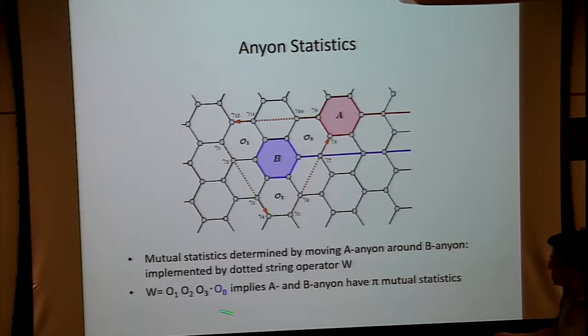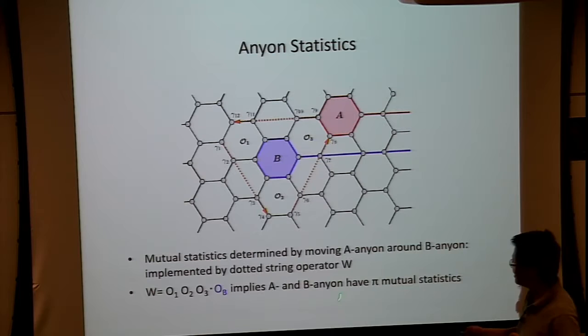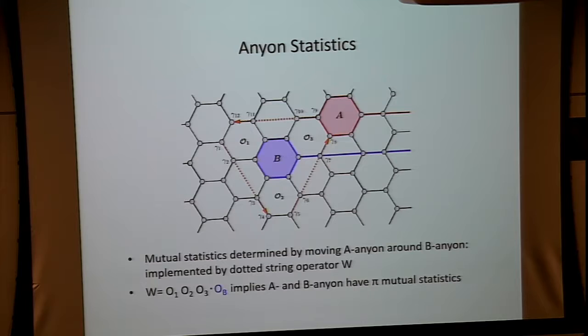But the important thing is that now you can compare two processes: one where you drag this anion along this path without a B excitation inside, and another where you drag the anion A along the same path, but with a B excitation inside. With or without the B excitation, the hexagon operator OB takes opposite eigenvalues, plus 1 in the first case, minus 1 in the second case. So this immediately tells us that depending on whether the B anion is present or not, this process has a different phase factor, differing by minus 1. And this implies immediately that the A and B anions have pi mutual statistics. So it is explicitly shown here that dragging A around another anion gives you an additional sign. Yes?